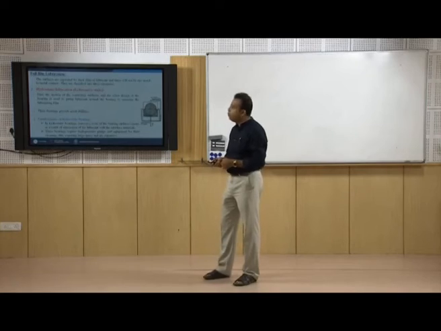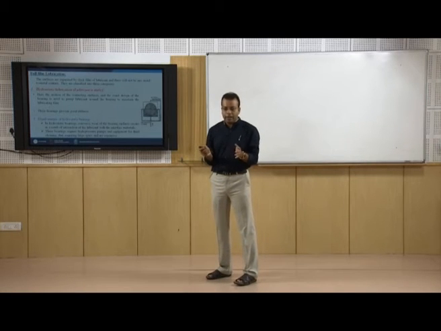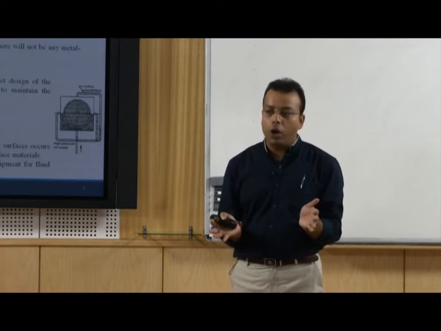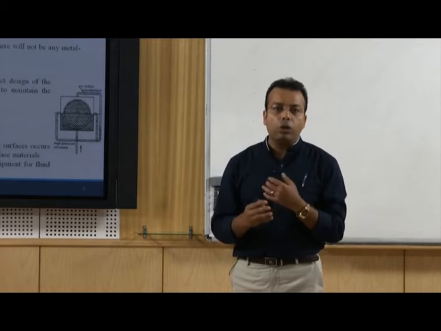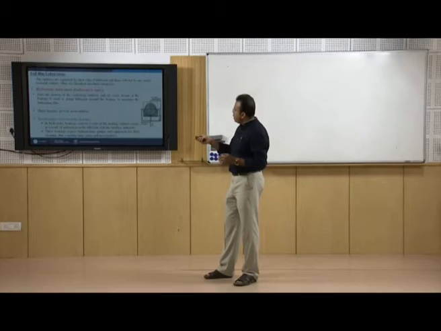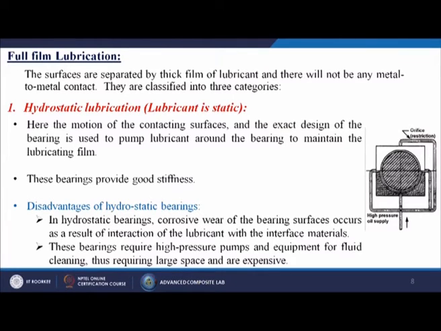Next one is called full film lubrication. From the name itself you can understand that these lubrication systems act throughout the whole operation process, and not only that, they always cover all the mating parts. First one is called hydrostatic lubrication, or in another way the lubrication is static. That means the lubricant is not flowing or movable. Here the motion of the contacting surfaces and the exact design of the bearing is used to pump lubricant around the bearing to maintain the lubricating film.